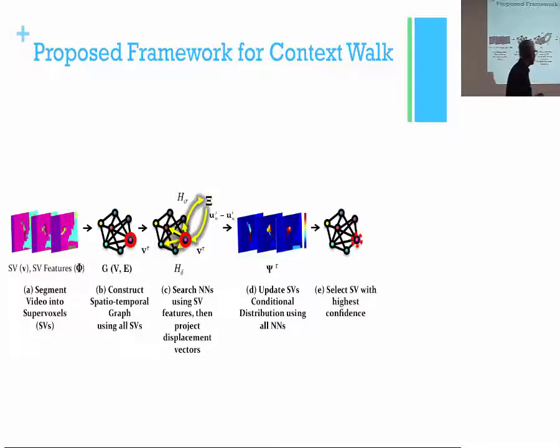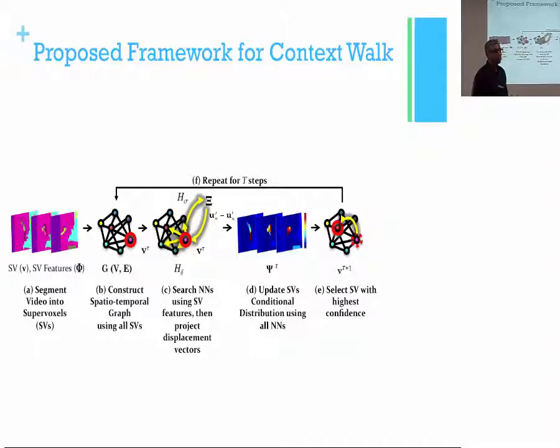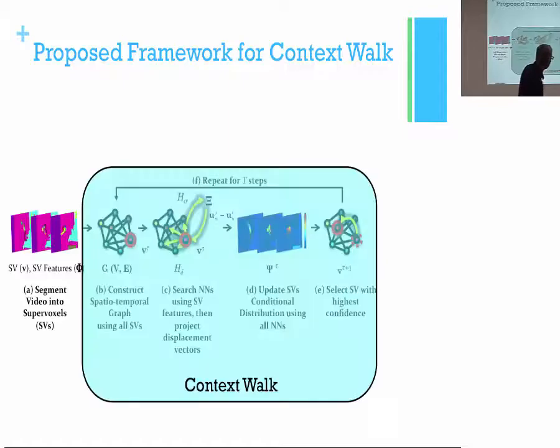Once we have this, then we select our next node, because in a walk we try to traverse the graph by selecting different nodes at a time for a certain number of steps. So once we have the distribution, we select our next node that has the highest confidence, as shown over here. Then we repeat this process for a number of steps, T steps. And this is the whole gist of the idea for context walk.